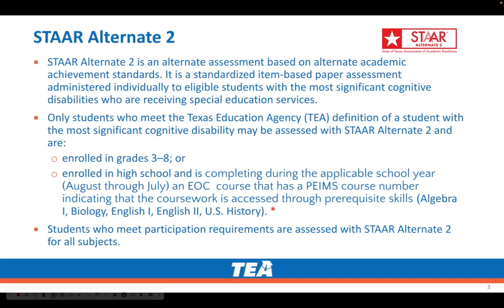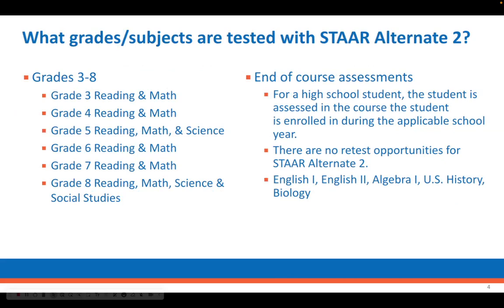STAAR Alt 2. What is STAAR Alt 2? It is an alternate assessment based on alternate academic achievement standards. It's for our students with the most significant cognitive disabilities who are also receiving special education services. In Hays CISD, basically, it is our kiddos that qualify for our foundational learning programs. And our teachers do a great job with STAAR Alt 2 and with the foundational learning kiddos in general. So thank you.